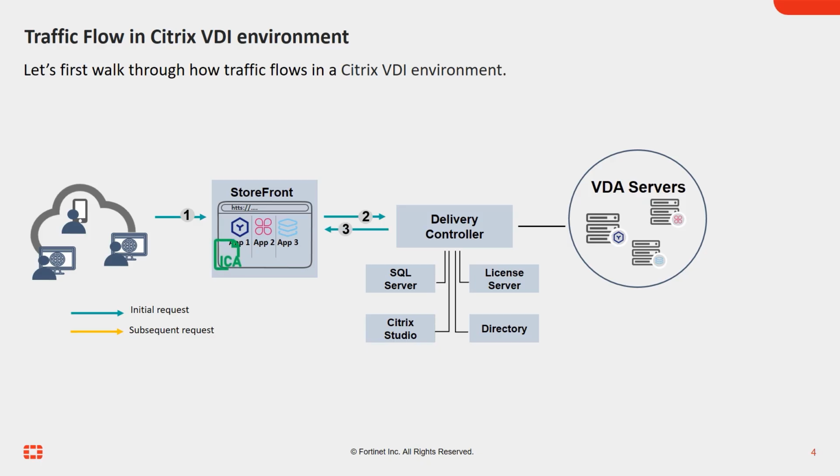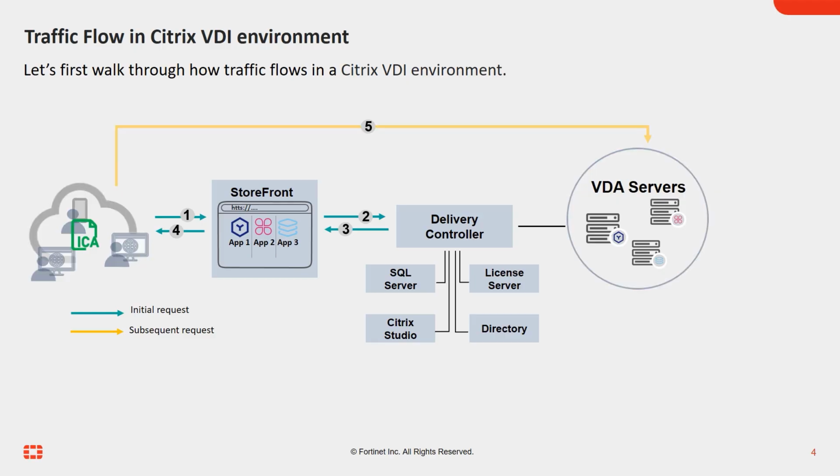StoreFront generates and returns an ICA file to the user's device. This file includes metadata like VDA server address, connection method like SSL, session tokens, and authentication info. Using this ICA file, the user's device establishes a direct connection to the VDA server. At this point, both StoreFront and the delivery controller are out of the path. All subsequent traffic from the client goes directly to the VDA server.